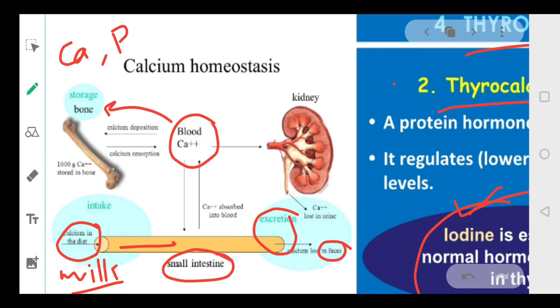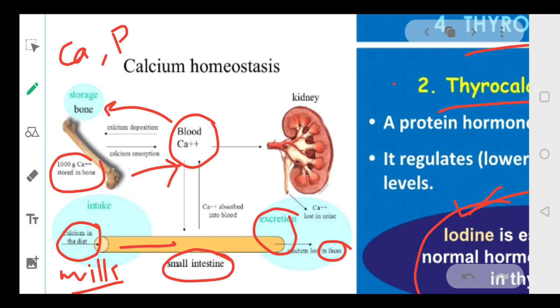Clear? So whatever food we are taking, the maximum amount of calcium ions will be reabsorbed and transported to the bones, where the calcium ions will be deposited. Now if there is any deficiency, like you can see, we have 1000 grams of calcium ions that can be stored in bones. So if there is a deficiency of calcium ions, then the bones will release the calcium ions back into the blood.